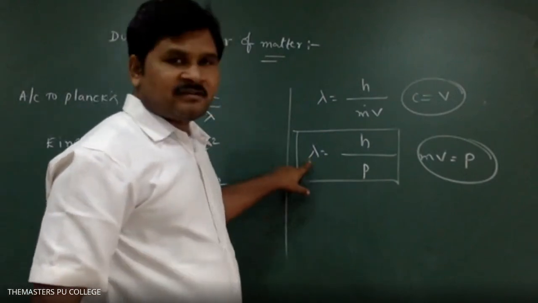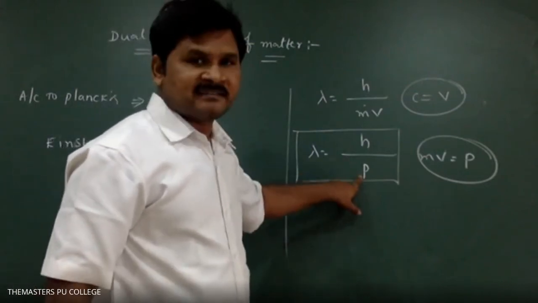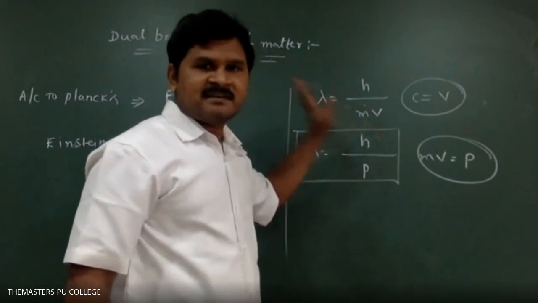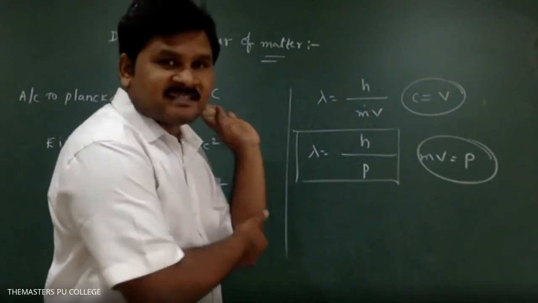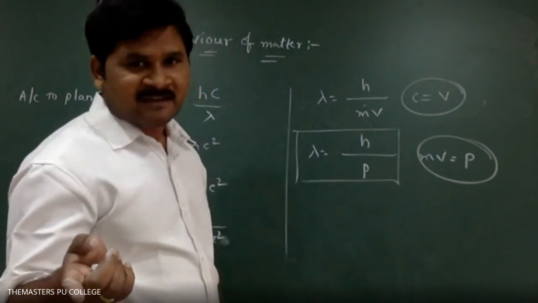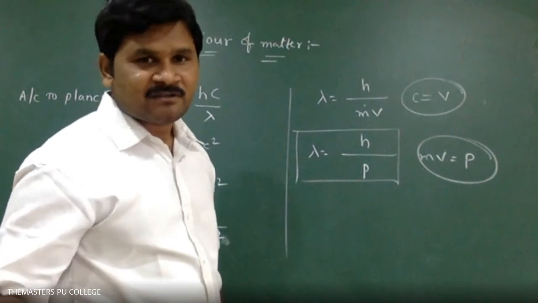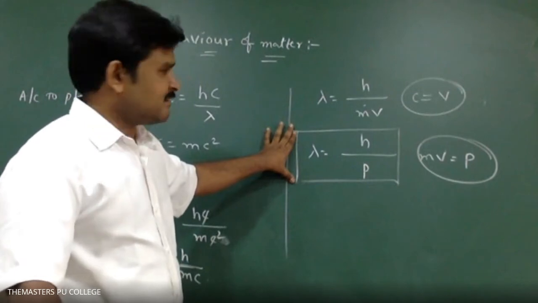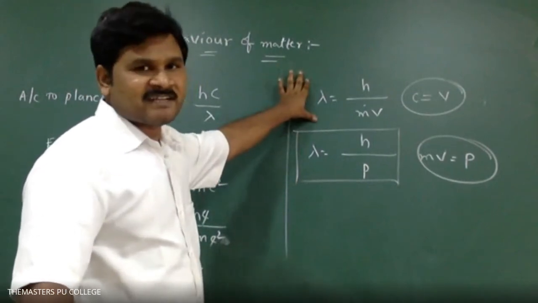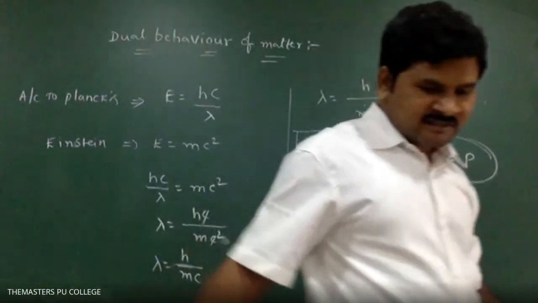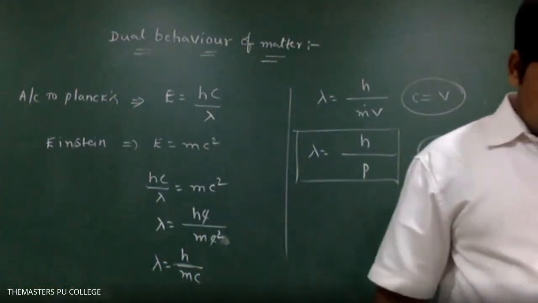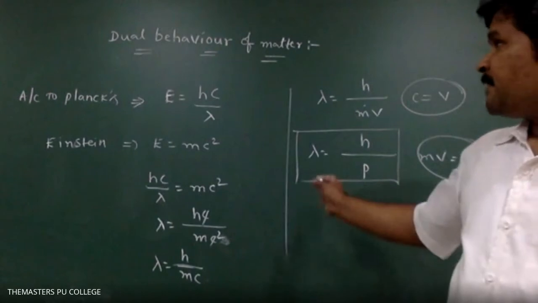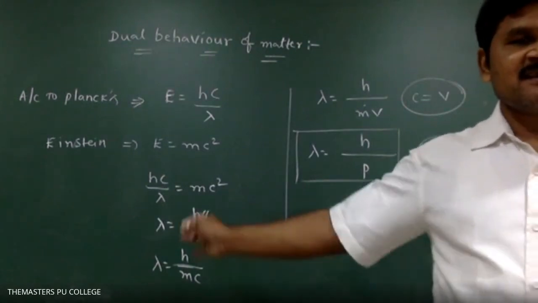So this is wave nature, this is particle nature. Both are there. P is nothing but mass and velocity. Where do we get this in angular momentum? Angular momentum we get m v r is equal to n h by 2 pi. So this formula indicates the wave nature as well as particle nature of the electron. That is called de Broglie's wave theory. Is there any difficulty? Please check once.